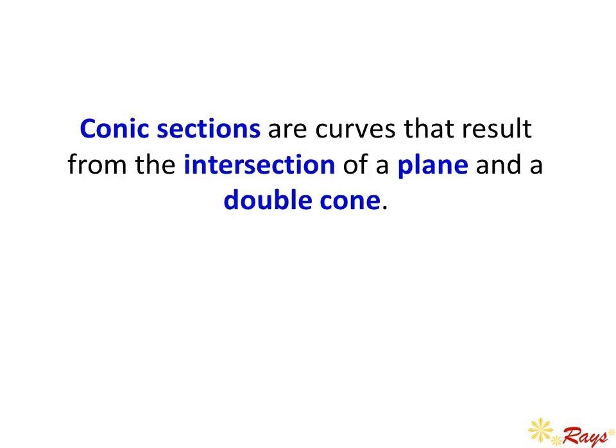What are conic sections? Conic sections are curves that result from the intersection of a plane and a double cone. But since we are not covering hyperbola, I'll be using a single cone as an illustration. Let us look at how a conic section in the shape of a circle is generated.